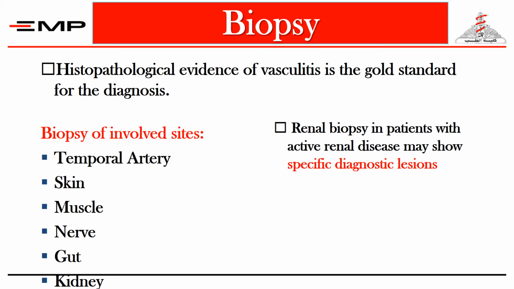It is a diagnostic step. The biopsy of the involved site, like the temporal artery, or skin if it is clearly affected, there may be a rash or ulcer. Muscle biopsy if there is a suspicion of muscle involvement. Nerve may be very superficial, sural nerve or something. The gut, by endoscopy from the stomach, from the duodenum, from the colon, from the affected site, and the kidneys. The renal biopsy in patients with active renal disease may show a specific diagnostic lesion.